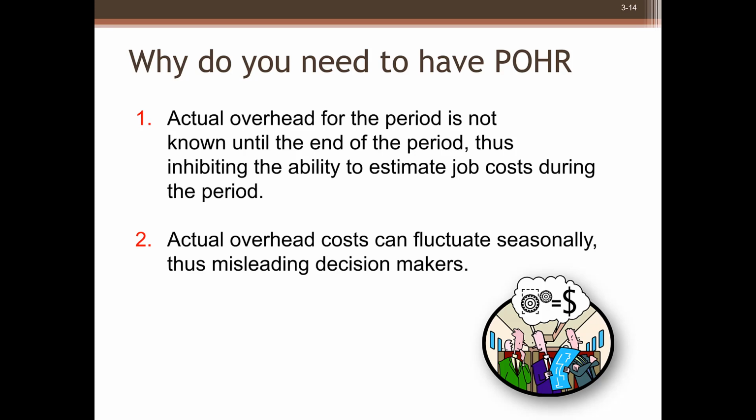Well, why do we need to calculate a predetermined overhead rate before the period starts? There are two reasons. First, actual overhead for a period is not known until the end of a period, so it will delay calculating job costs during the period. If we use a predetermined overhead rate, it's possible to estimate the total job costs sooner. Second, actual overhead costs can fluctuate seasonally. That's misleading decision makers.